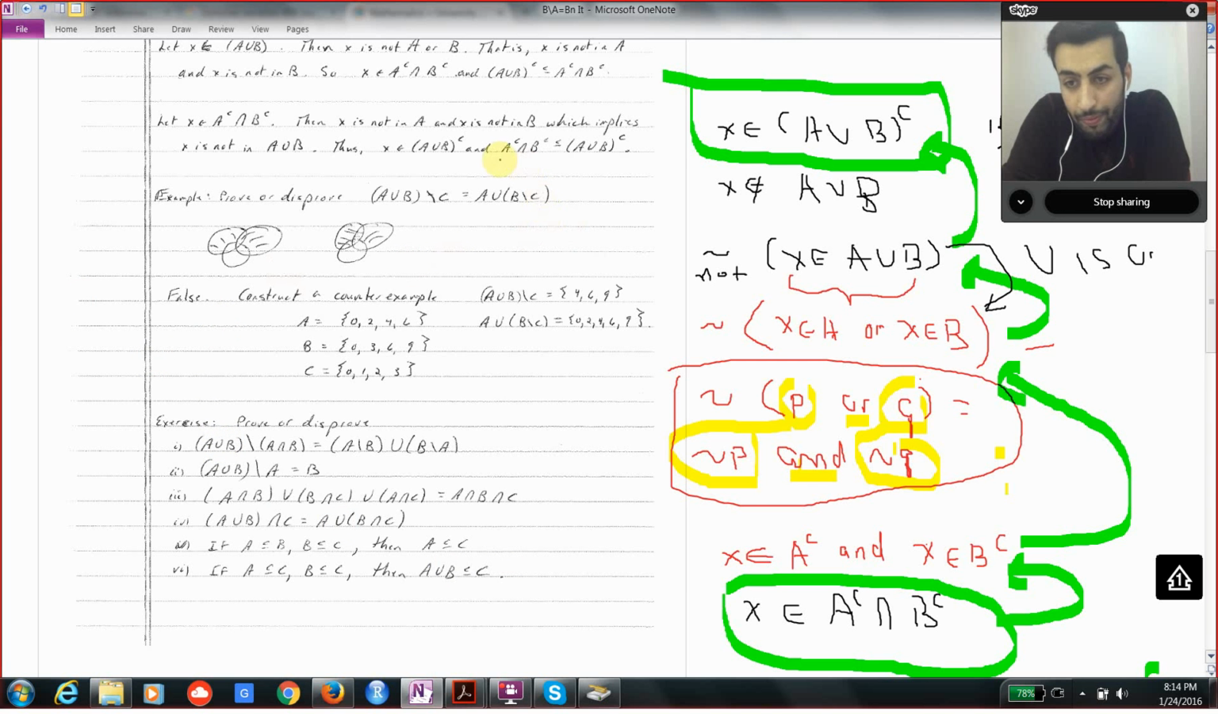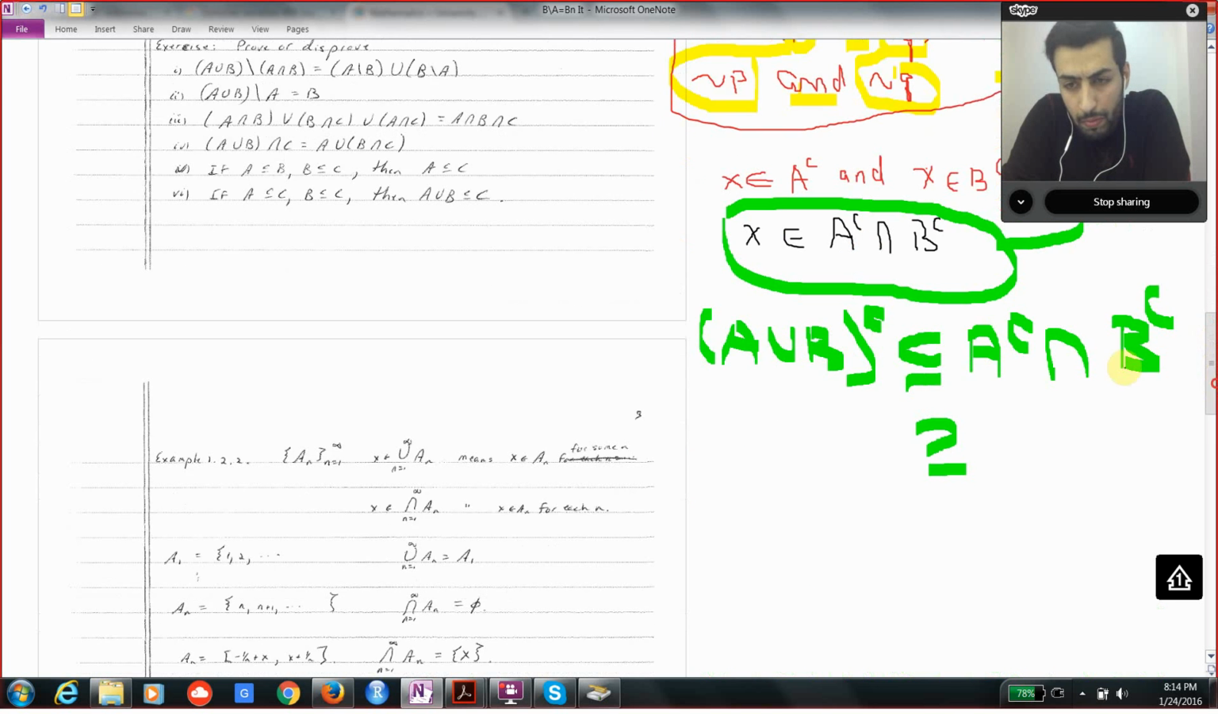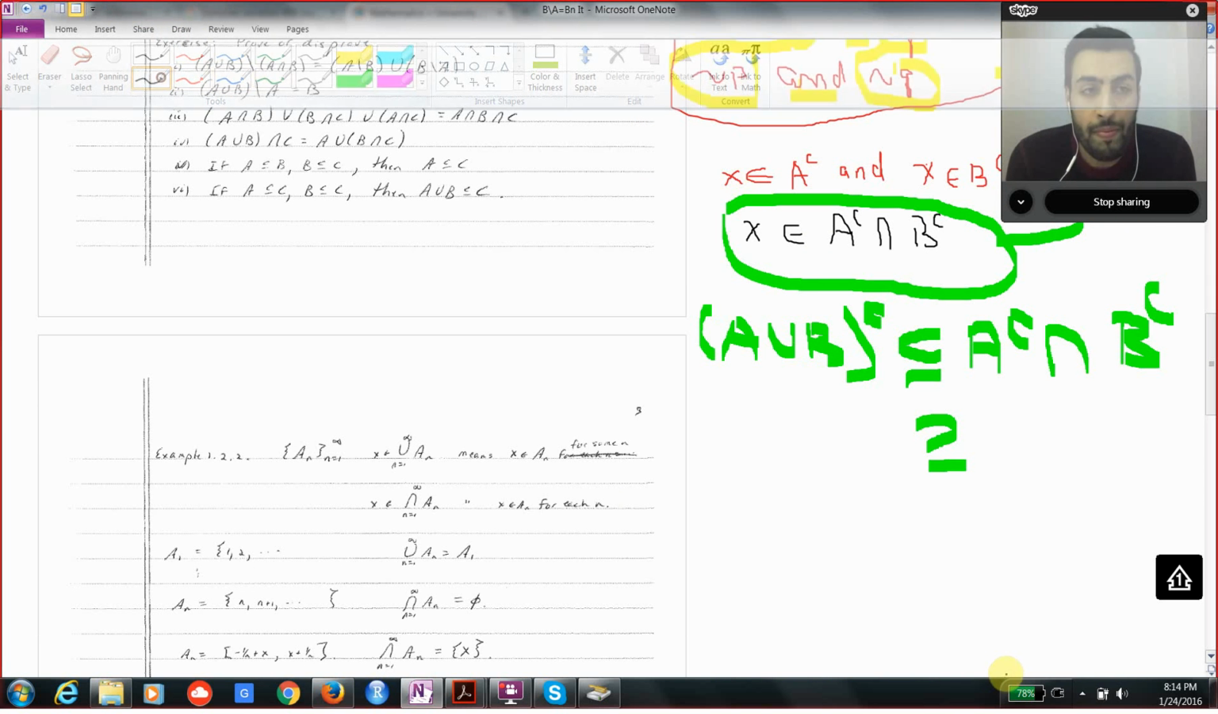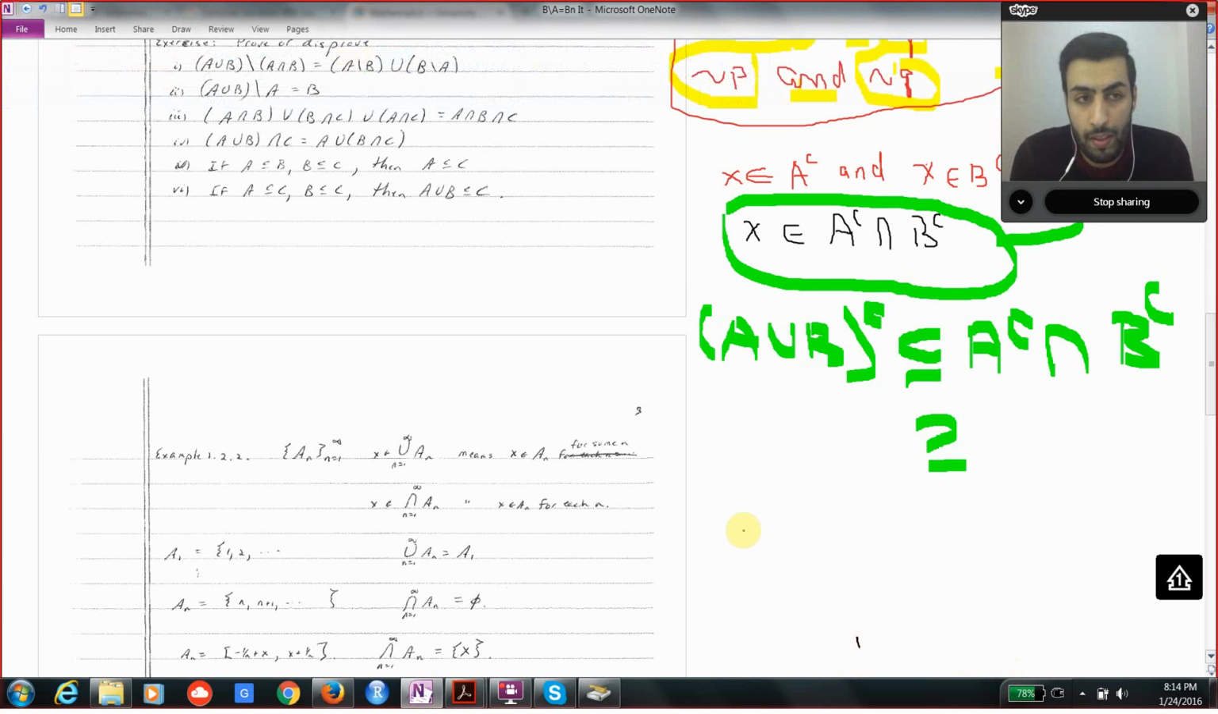So the other thing that you have to prove, there's actually another version of this. So there's two statements in De Morgan's law. So De Morgan's law actually has two parts.